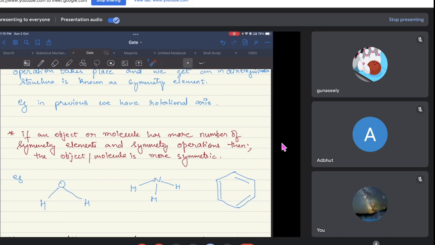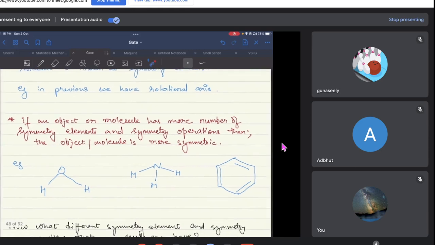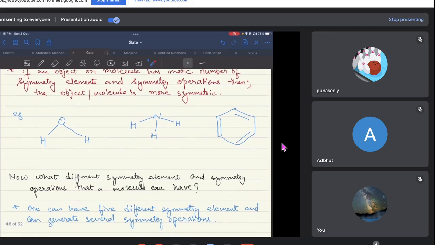So this you can do by yourself, it's easy. You will find that the number of symmetry operations and elements is maximum in the benzene molecule, and hence benzene is more symmetric in comparison to the ammonia and water molecules, okay.